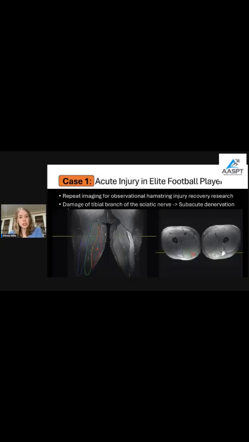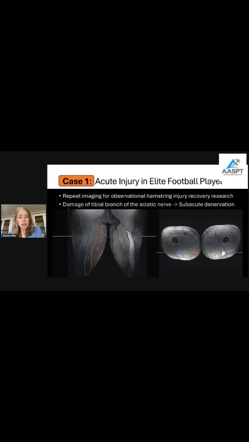So an interesting aspect of this first case that I want to highlight is that, as part of this observational study, he did have repeat imaging about 14 months after his initial injury. His initial injury was sustained within season. He returned to football within 3 weeks, had a successful season as a starter on the football team, and went on to have a successful performance and participate at a professional level in the NFL. Despite that, we did find some interesting imaging findings at 14 months after his initial injury.